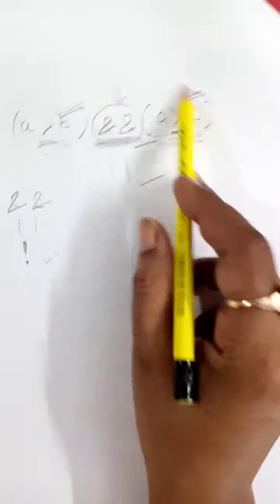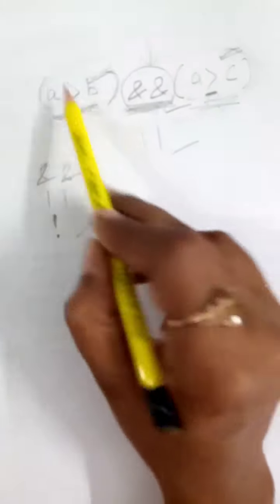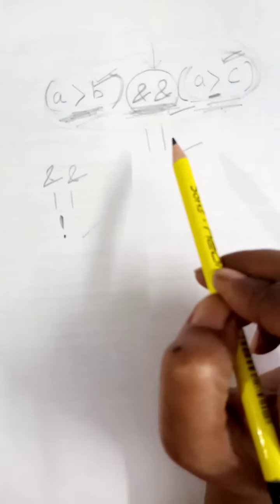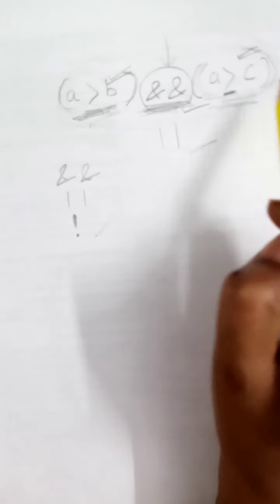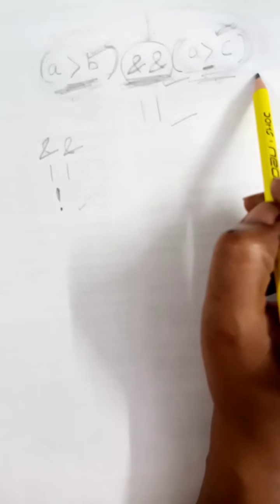This is also a condition, a compound condition. This one is a single condition, this one is also a condition. We are combining both the conditions. We are making a compound condition actually by combining two conditions.